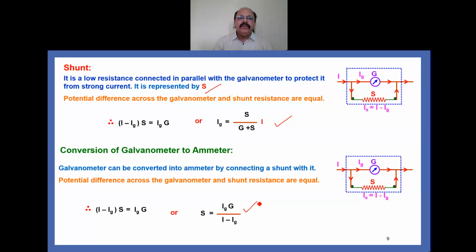Now you see that for an ideal ammeter, what is the value of the resistance? Very important question. For an ideal ammeter, the value of the resistance is 0. You remember it.